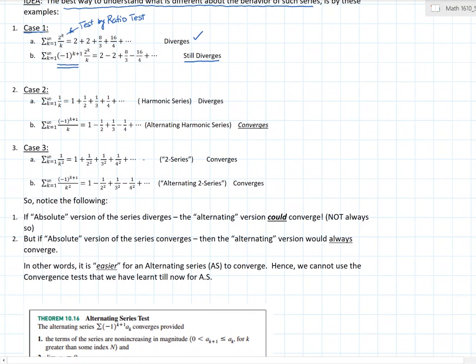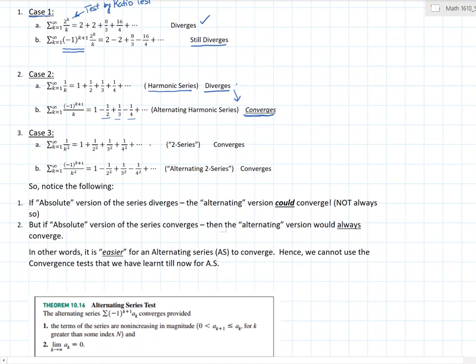Now look at the second case. Here we have the famous series, our harmonic series, and we obviously know very well that it diverges. So it's adding up terms, and if you keep adding them up, it happens to diverge. But interestingly, if you have alternating signs, so that means you subtract and then you add, then you subtract, it turns out that this series converges. So the alternating version of this particular series converges.